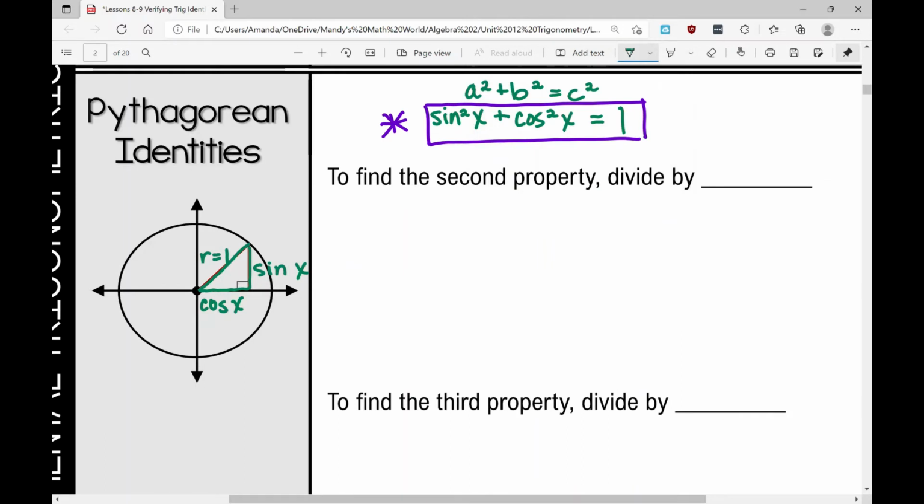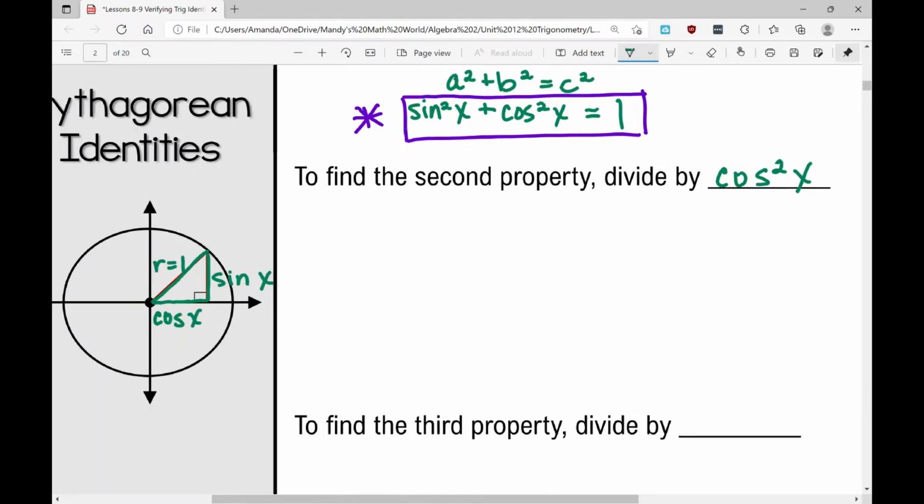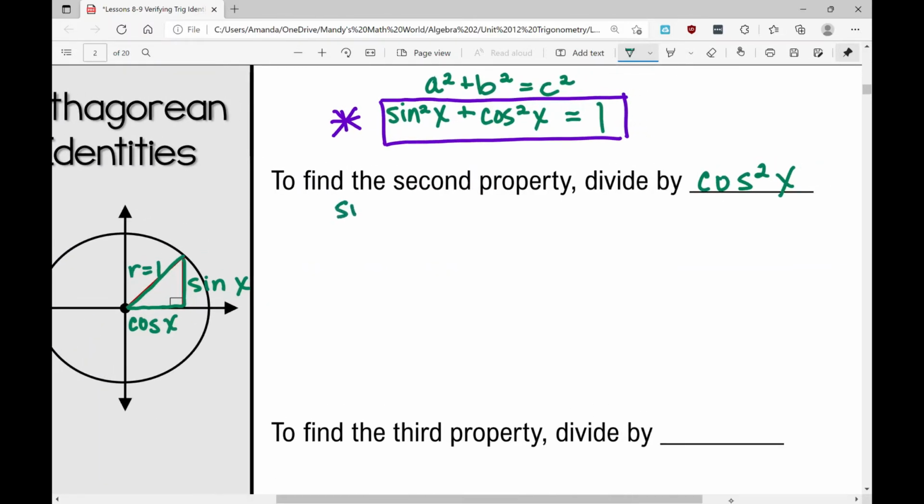To find the second property, we're going to divide everything by cosine squared. I hope that doesn't show up down there, but if it does, sorry about that. I'm going to divide everything by cosine squared. So let's see what happens when we do that. I have sine squared x plus cosine squared x equals 1. And I'm going to divide everything by cosine squared. What I do to one side, I need to do to the other side.